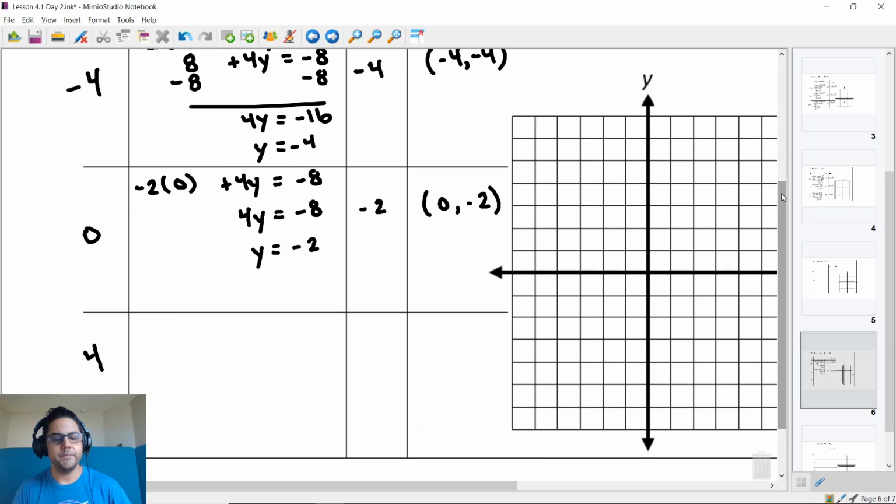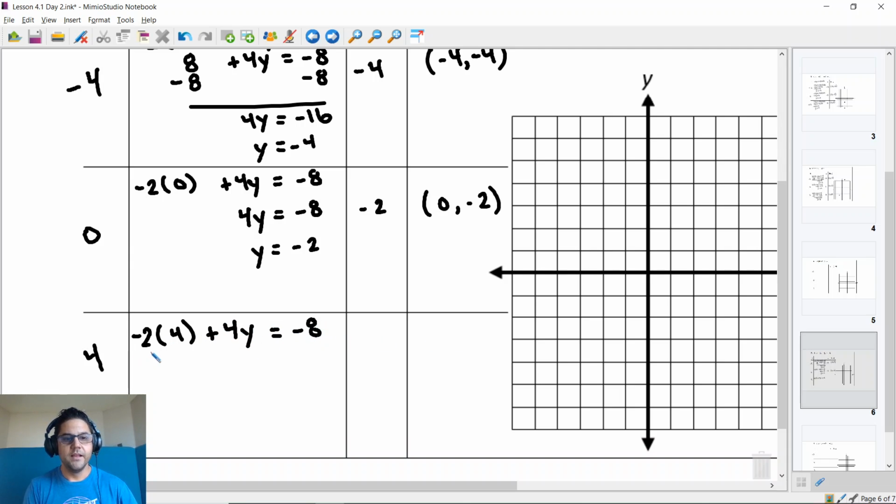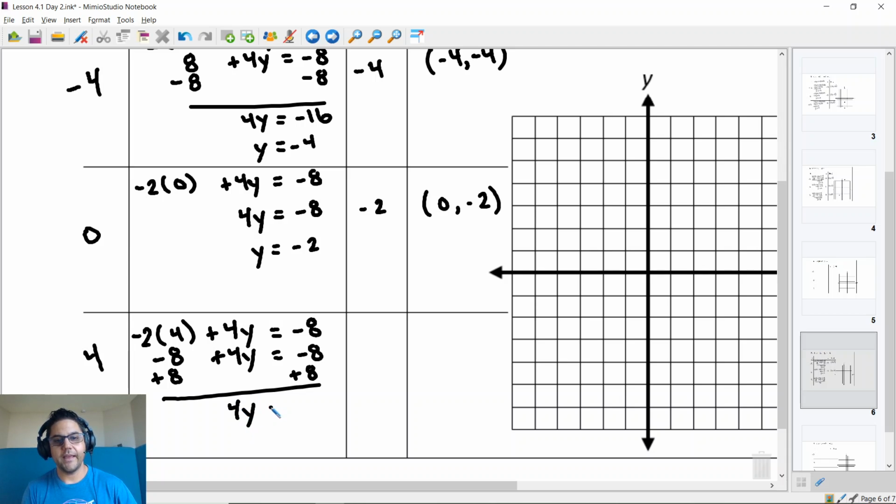Again, it's just the same type of work over and over again. -2 times x, x is 4. Again, this is why we pick our numbers like we do. It gives us nice numbers to work with. So -8 plus 4y. Oh, you might predict what's going to happen if I add 8. So that gives me 4y is equal to 0. So y is 0. Maybe you predicted that. Geniuses. Remember, it's always the x first, then your y. Really got to stress that.